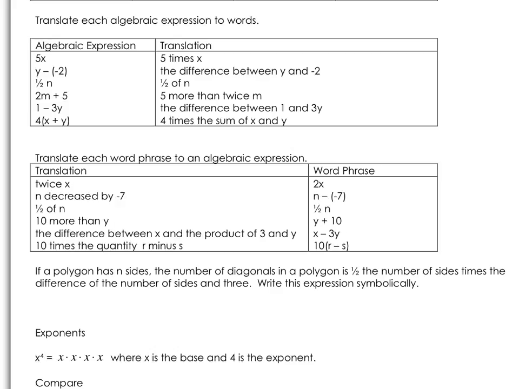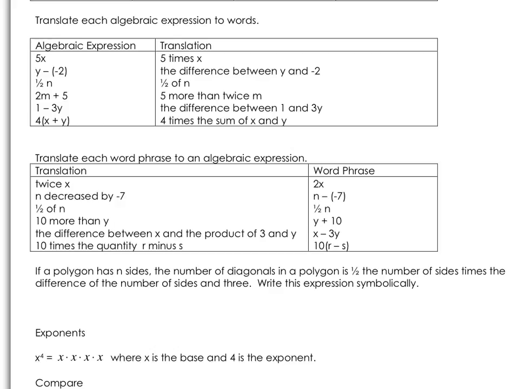So let's translate each phrase to an algebraic expression. What about twice x? Cover up those answers. Don't look. Twice x. Twice means 2 times x. N decreased by negative 7. Decreased by means subtract, so n minus a negative 7. 1/2 of n, 1/2 times n. 10 more than y. Y plus 10. The 10 goes at the beginning, but when we write it out, we put plus.